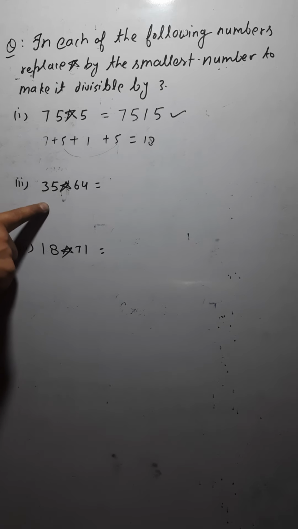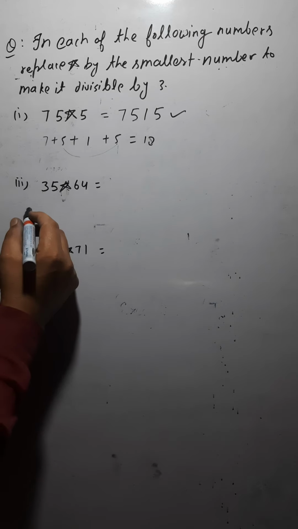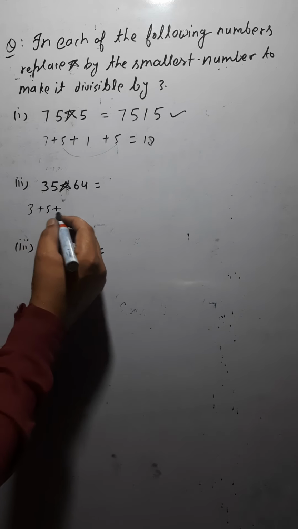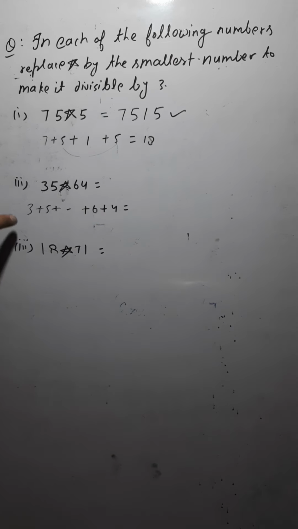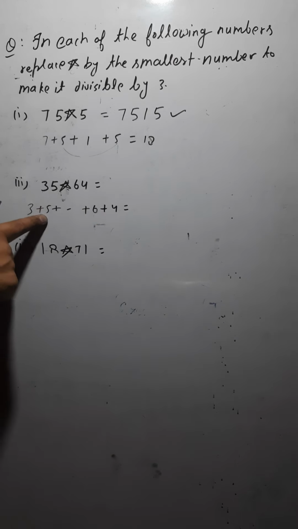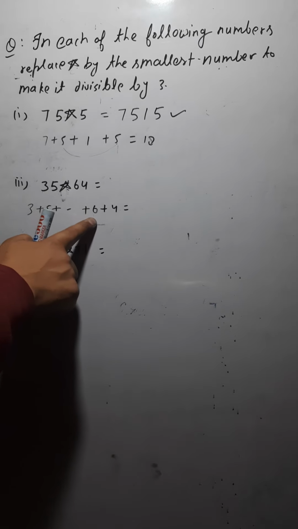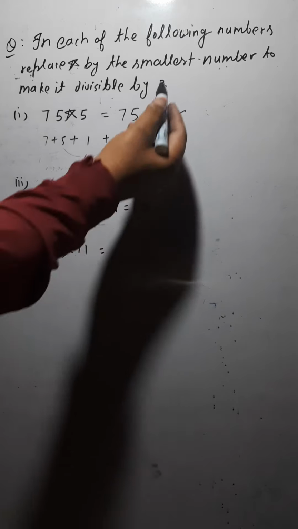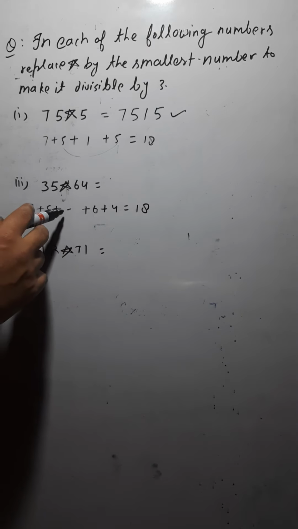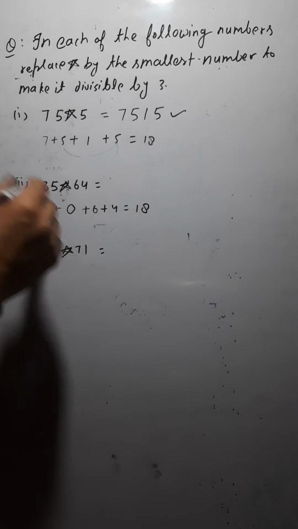Like in here, if you add all the digits, 3 plus 5 plus star, we don't know what is here, plus 6 plus 4. If you add all the digits, what would be the sum? 3 plus 5 would be 8, 8 plus 6 is 14, 14 plus 4 is 18. So 18 is itself divisible by 3. It means nothing should be added here. So what should be here? It means 0 should be here.